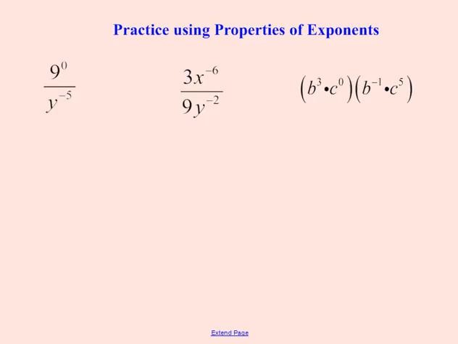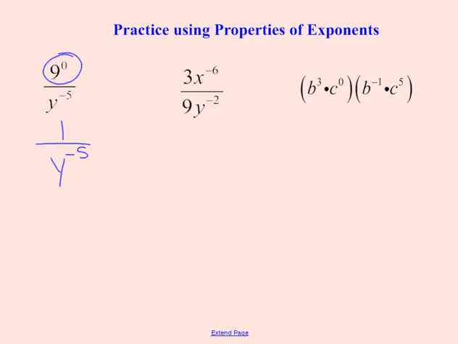It really depends on which properties you see first. For example, in this problem, the first thing that jumps out at me is that 9 to the 0 power would use the 0 exponent rule. Anything raised to the 0 power equals 1. So I can rewrite this as 1 over y to the negative 5th.